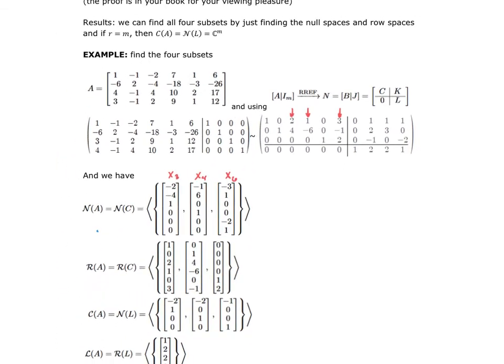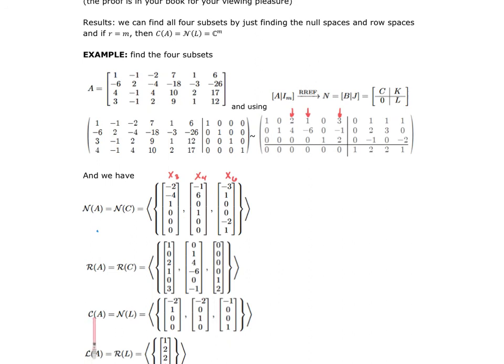Okay, then the row space of A is equal to the row space of C. So 1, 0, 2, 1, 0, 3 is this first column. The next column is 0, 1, 4, -6, 0, -4. And of course, then my third column.